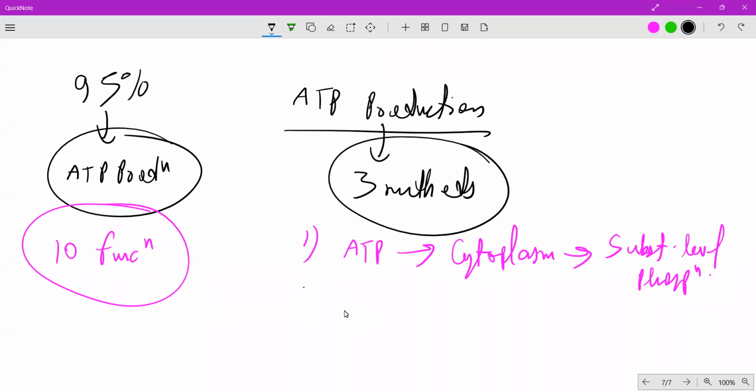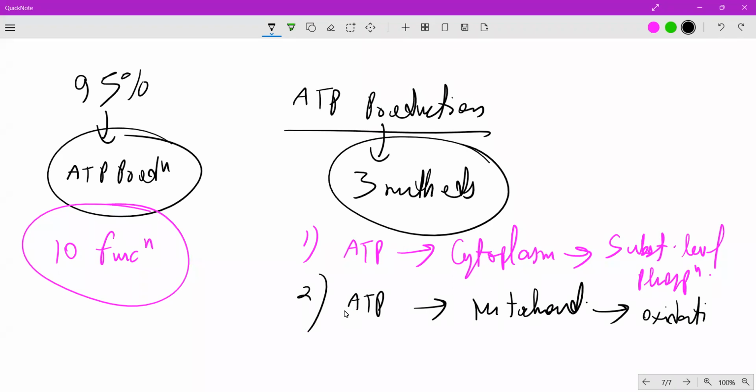The second method we know involves ATP production in mitochondria. Mitochondria is involved over here. And what do we call this method? The ATP produced by mitochondria, we call it oxidative phosphorylation. We also have a third method.